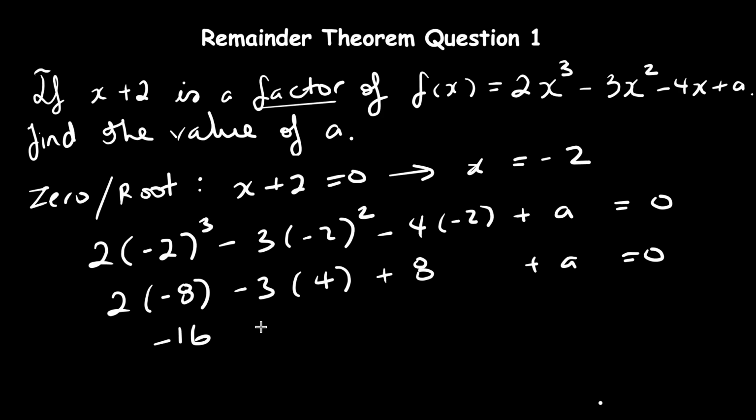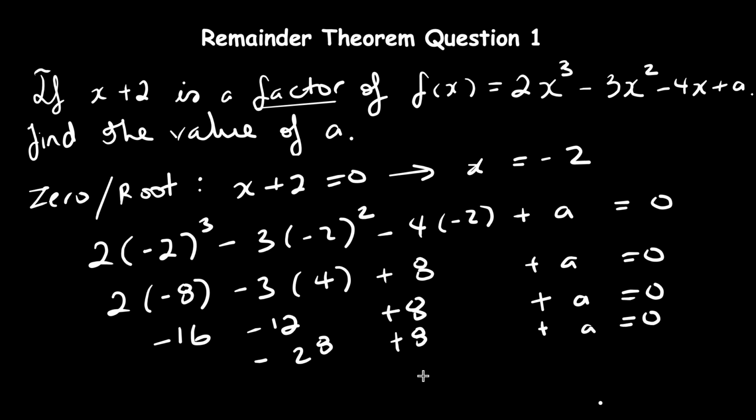So we end up with negative 16 minus 12 plus 8 plus a is equal to 0. This is negative 28 plus 8 plus a is equal to 0. Of course, that's going to leave us with just negative 20 plus a equal to 0. Therefore, a itself is going to be equal to just 20. So that is our value of a.